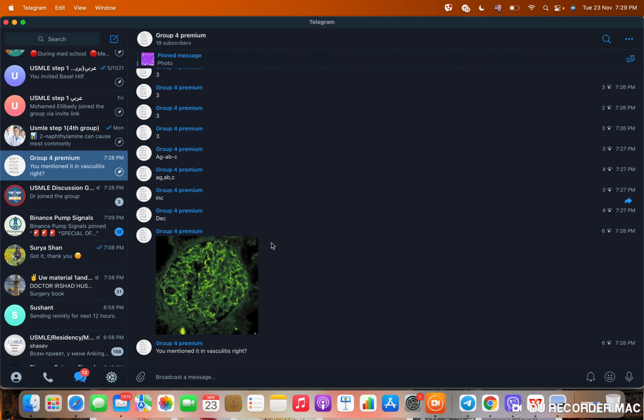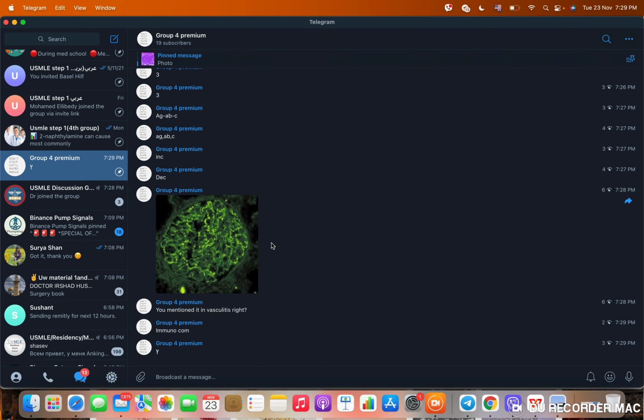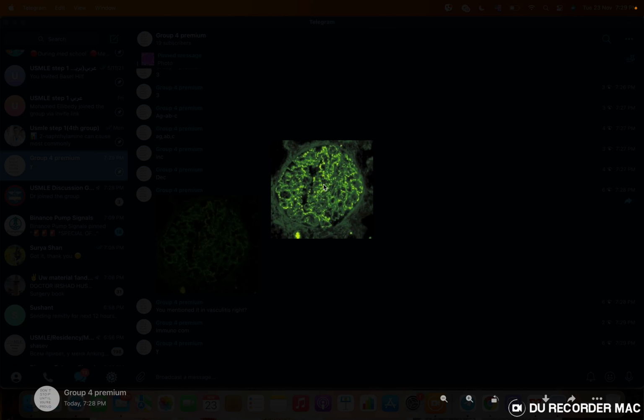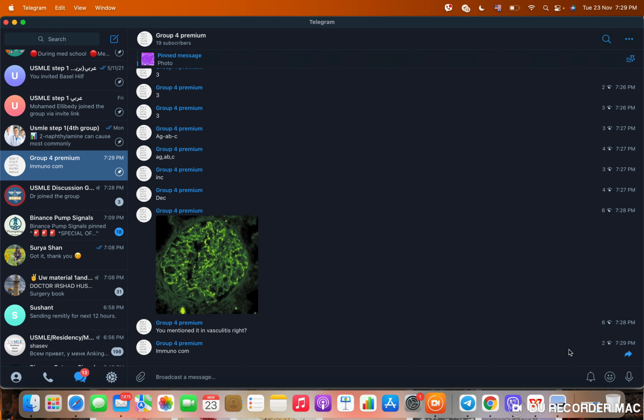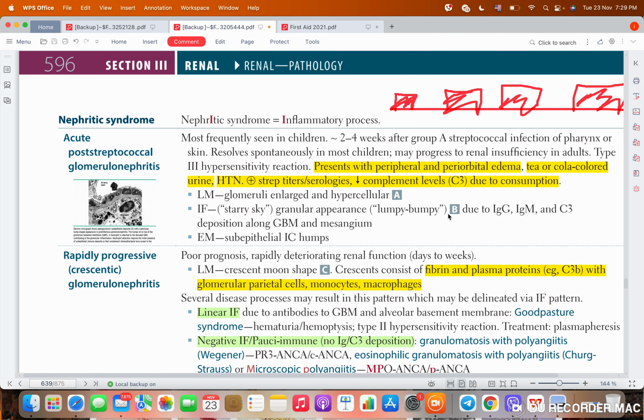And when you see granular, it is equal to what? Is it immune complex or antibody? Immune complex, yes, it's immune complex. So immune complex will basically lead to granular. So granular is equal to immune complex, okay? So let's now try to speak about the other one, which is antibody mediated.